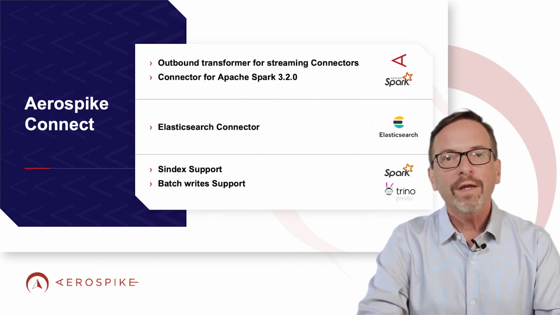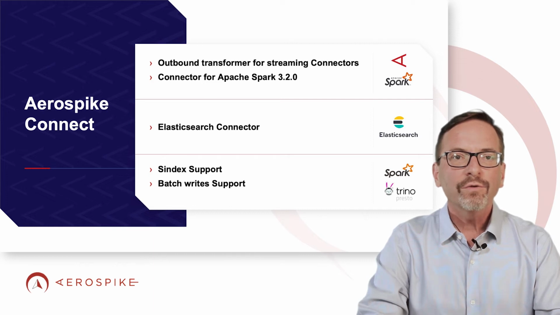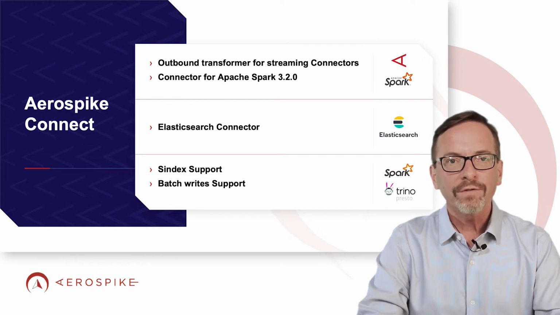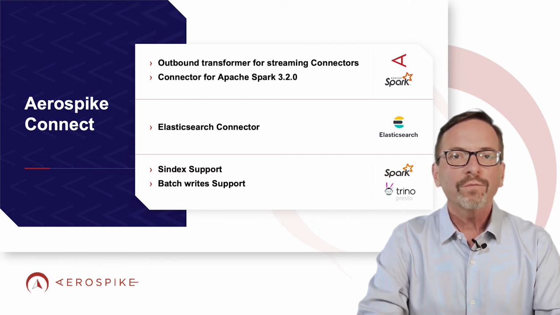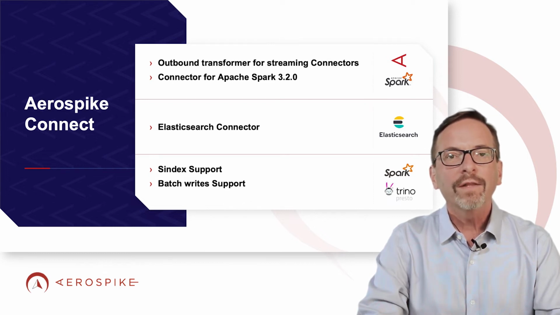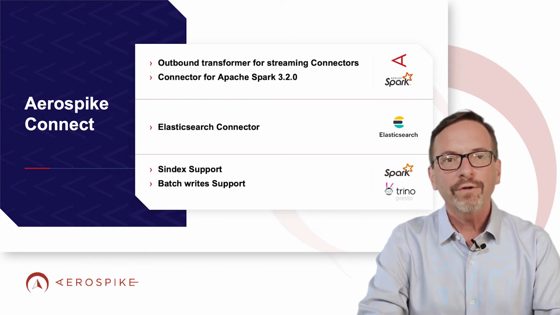For the Aerospike Connect product lines, in Q1 2022, we released the outbound transformer for outbound streaming connectors. This means that in the case where data is going from the Aerospike server to the outbound connector, that data can be transformed in the connector and then streamed out to the destination. An example of where this might be useful is for filtering out Aerospike change notifications that have sensitive bins such as Social Security number.